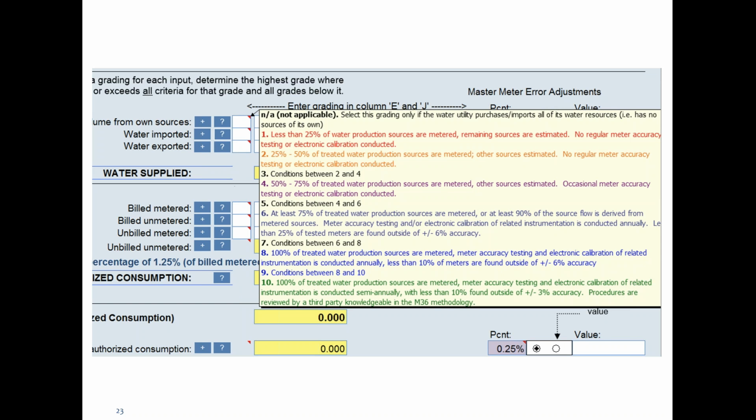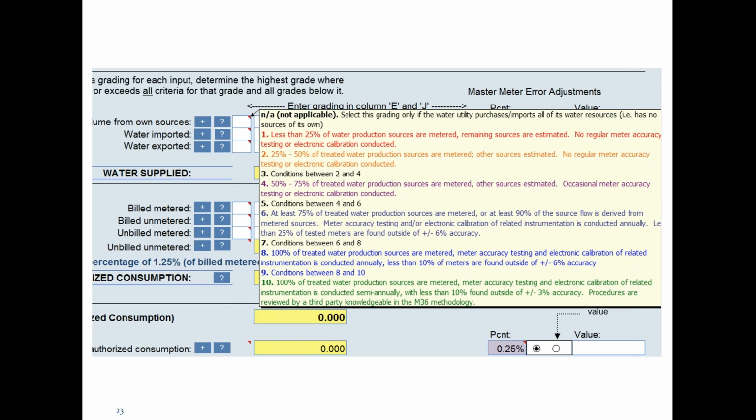The one we're looking at as an example is the 1 through 10 criteria for the volume from owned sources, perhaps your well production volumes, and you can see that the language graduates, and there are multiple criteria in each number. So 1 speaks to how much of my supply is metered and what is the frequency of the testing and or calibration activities on those meters. And you can see a graduated level of rigor, maybe for lack of a better word, a graduated level of activity and rigor on those practices.